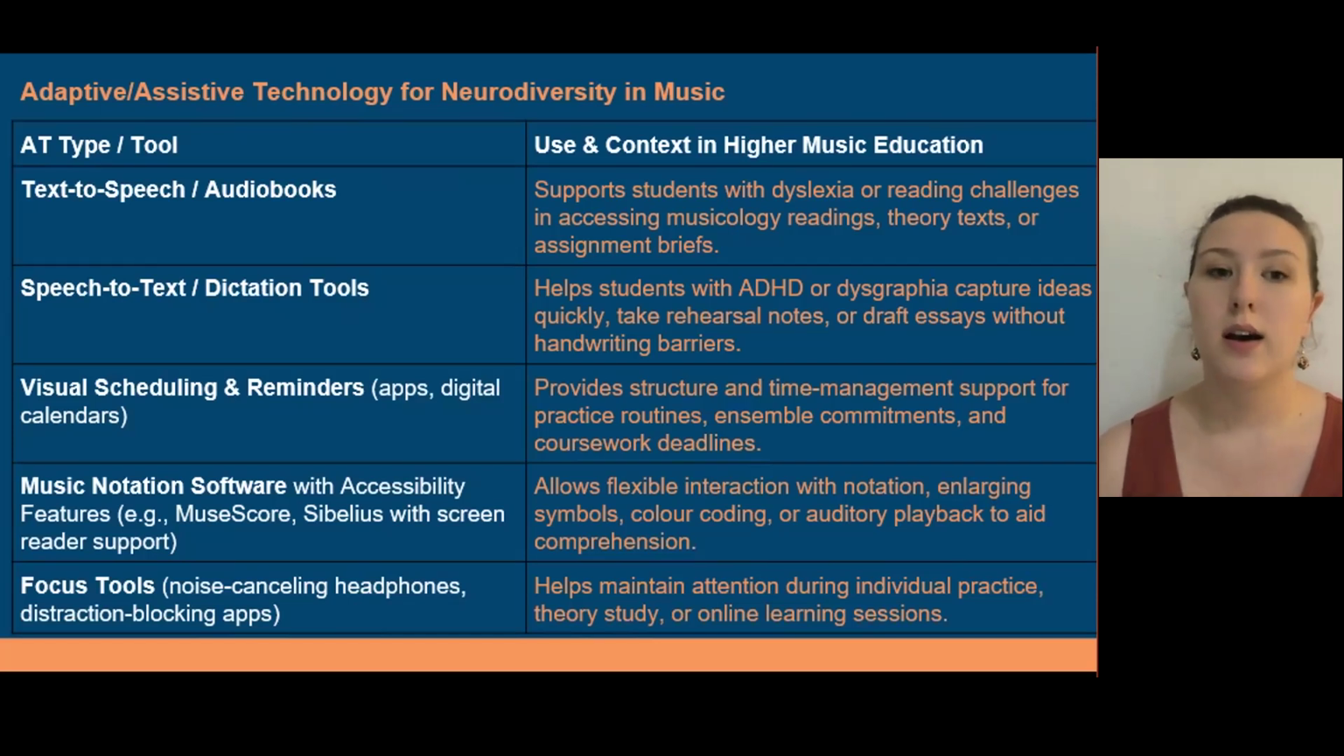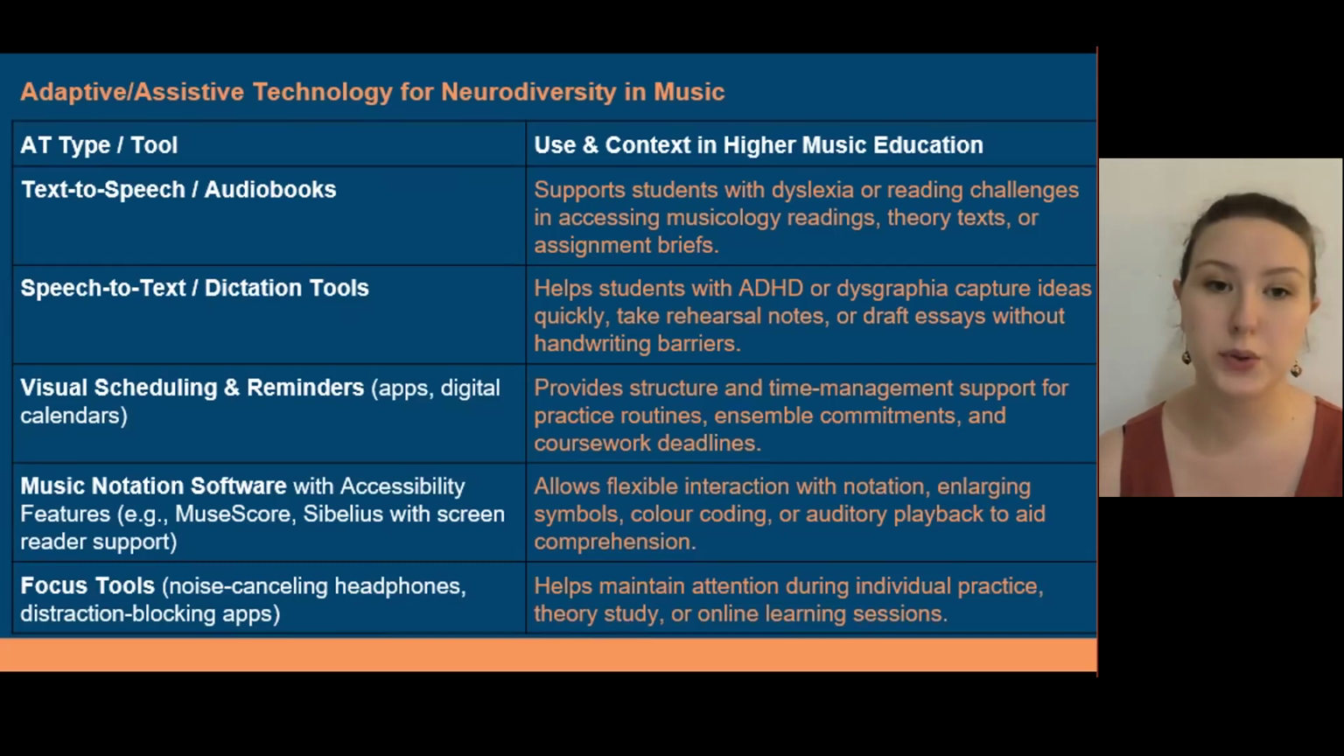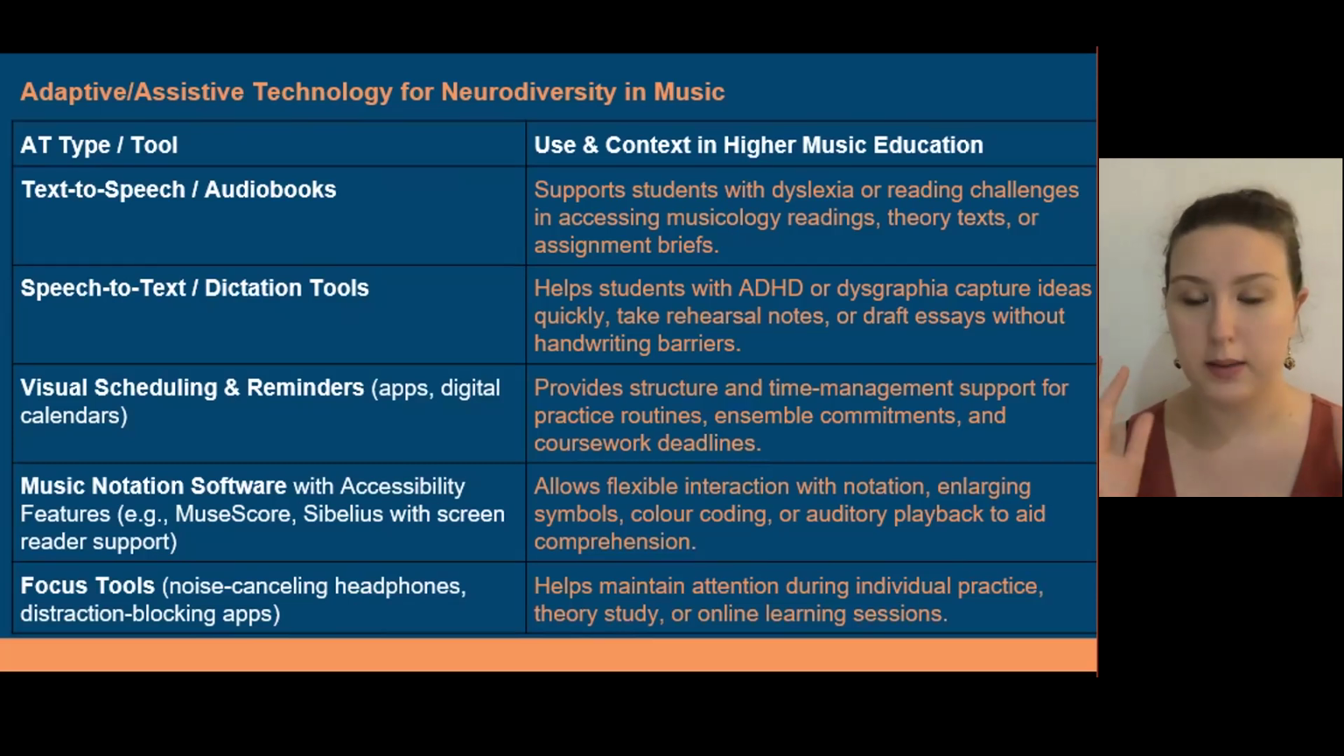Things such as music notation software with accessibility features. Some notation software, music software, some examples would be Muse Score or Sibelius, have screen reader support. This could allow for flexible interaction with the notation by enlarging the symbols, color coding things, and having auditory playback to aid in comprehension. Focus tools, such as noise canceling headphones, distraction blocking apps. These are very helpful for, again, students with ADHD, but also other students as well. It helps them to maintain their focus in their individual practice time.